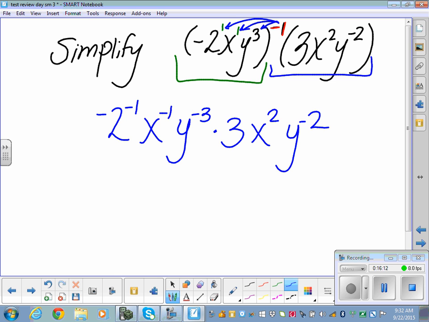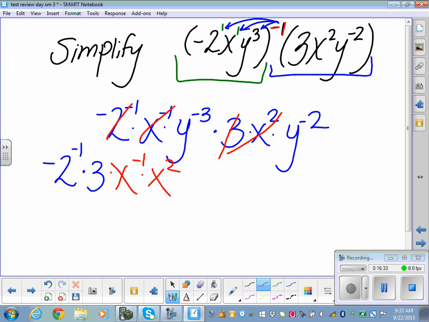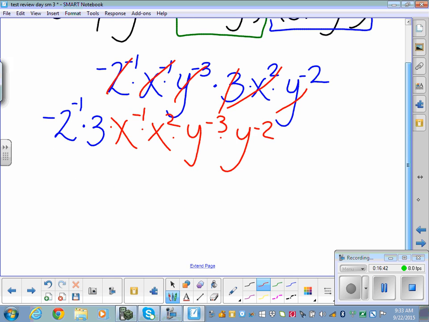Now looking at this stuff, we're just multiplying all this stuff together. So we can reorder it if we'd like. So we can do, oh, this one's kind of tricky. So we have -2 to the -1 times 3. I'm reordering it. I'm going to put my x's by each other. So I have x to the -1 times x to the 2. And then I have y to the -3 times y to the -2. I just reordered it. Now, when you multiply, you add.